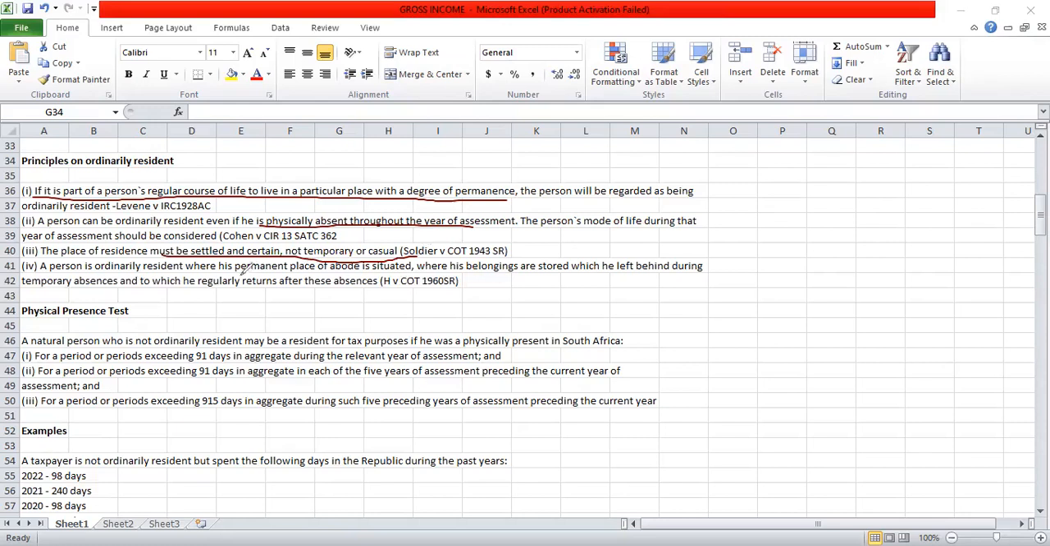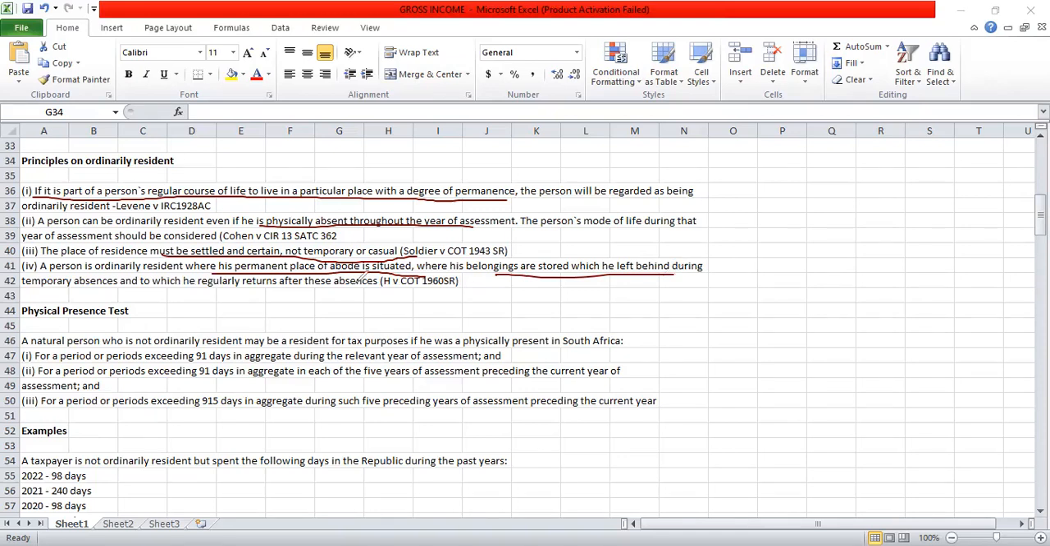Right. So a person is also resident where his permanent place of abode is situated, where his belongings are stored, which he left behind during temporary absence, and to which he regularly returns after these absences. So that's what we're saying, that maybe a soccer player is in Egypt, he went to England, but he was coming back to South Africa. Always when he's off season, he's here in South Africa. His home is here in South Africa. He might have investments out there, but where he calls home is here in South Africa. So at the end of the day, you'll be regarded as a resident. So that means if you are regarded as a resident, you'll be liable to pay tax on all your income from throughout the whole world.